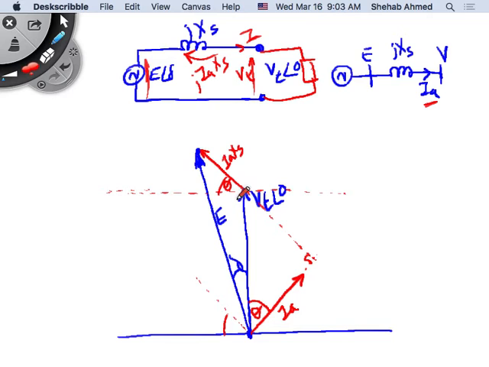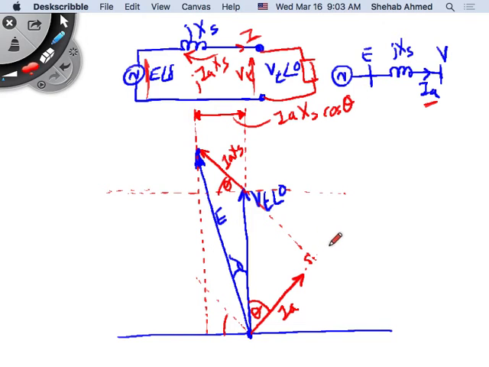Okay, so if this angle is theta, and I draw a perpendicular to this, like geometry class now, right? And then let me extend this a little bit. I want to know what is the magnitude of this in terms of IA, XS, and theta? Exactly. So it's IA times XS cosine theta, right?